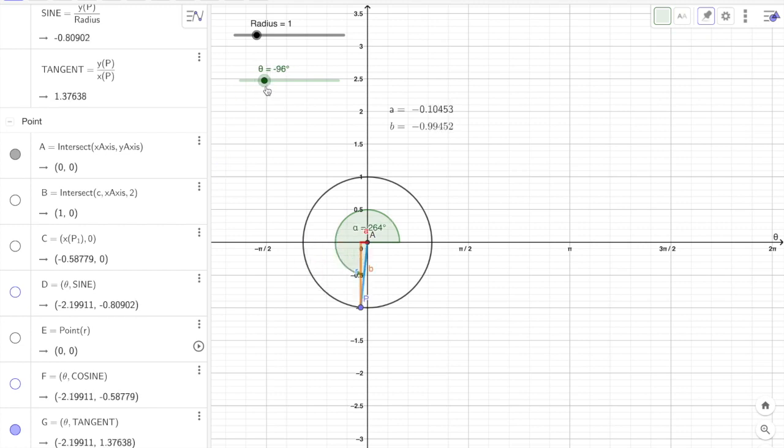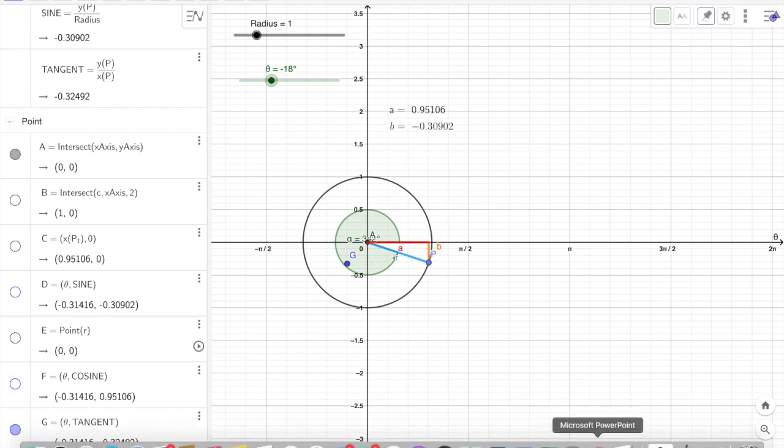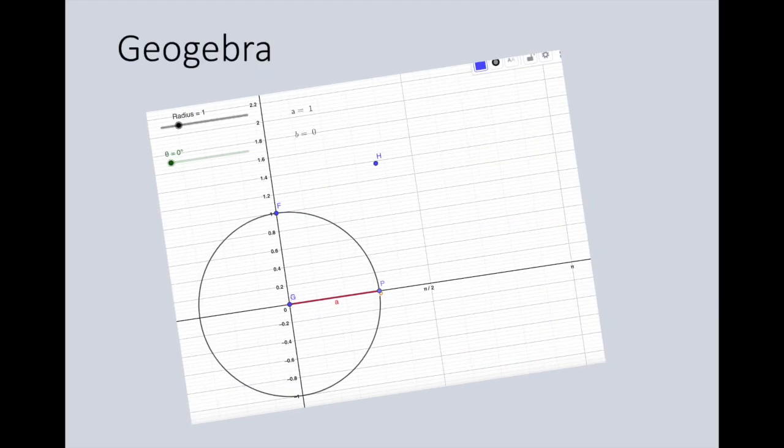Okay, so yeah, this is a really useful bit of software, GeoGebra, and I would definitely encourage anybody that wants to get on and make one of these little unit circle diagrams in GeoGebra, using the video on the link. Okay, so let's get back to our PowerPoint.